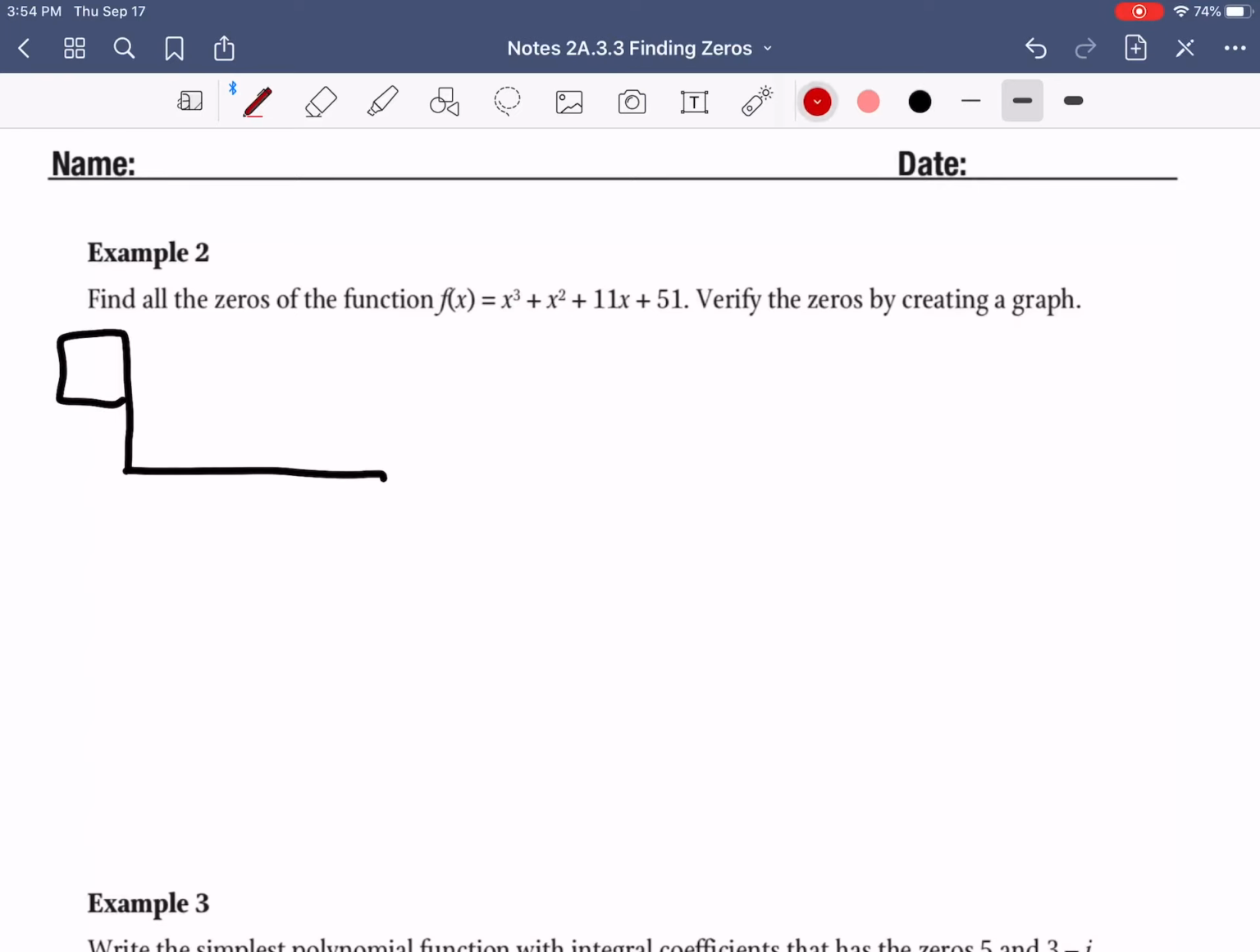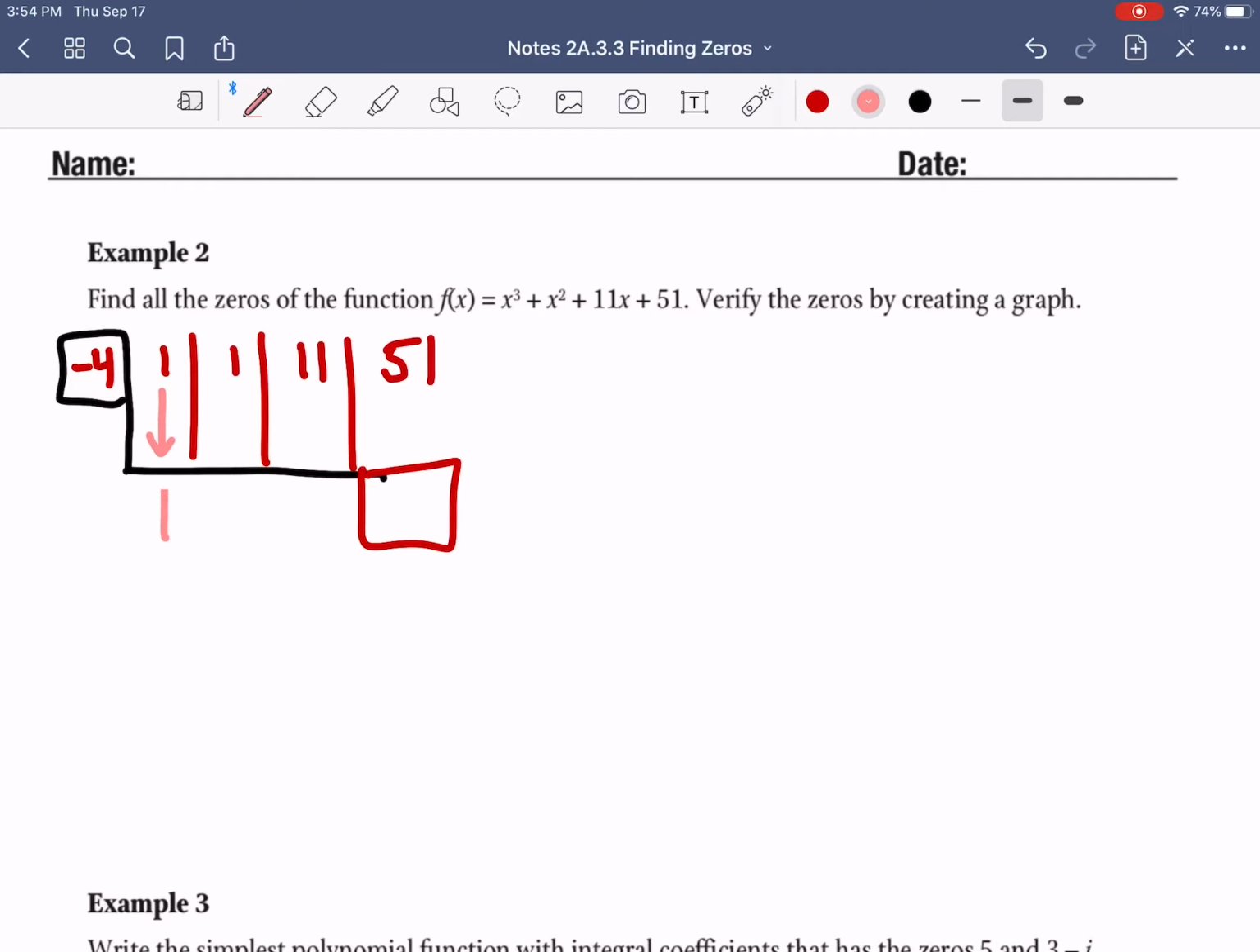Okay, so I always just start with the numbers -4, and then if that doesn't work, I go to -3. If that doesn't work, I go to -2 and -1 and keep going. So my coefficients are 1x cubed, 1x squared, 11x, 51 is my constant. I don't need any zeros because I didn't skip anything. And then I move my first number down, that's 1. -4 times 1 is -4. Add, I get -3. Multiply by negative 4, I get 12. Add coming down, I get 23. Multiply negative 4 times 23, I get negative 92.